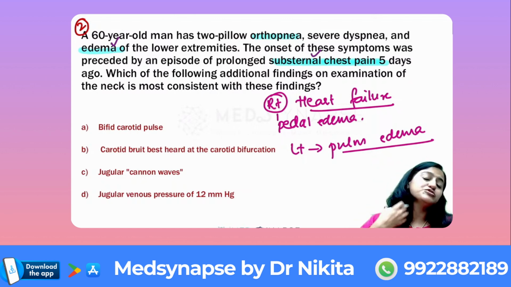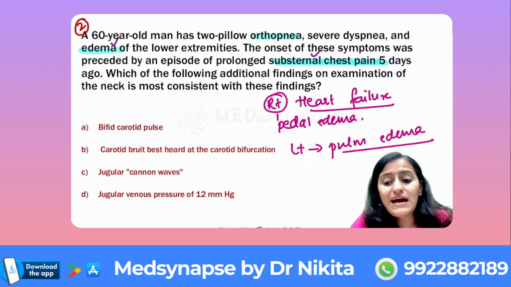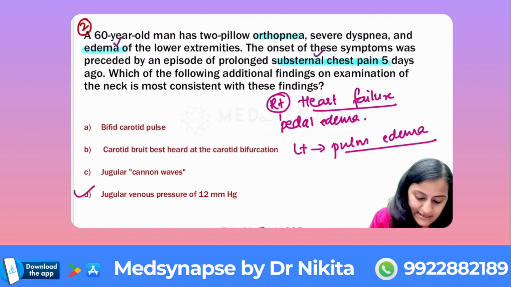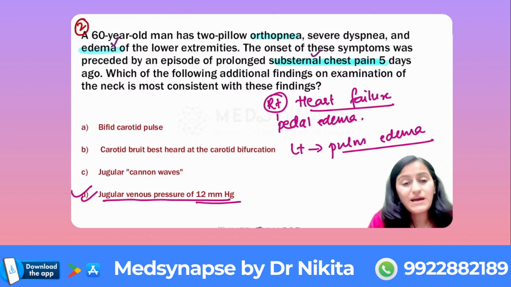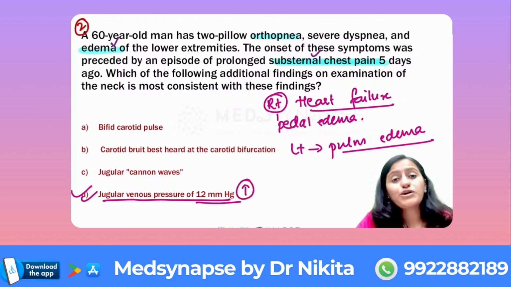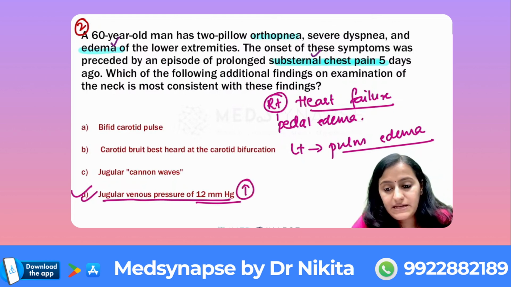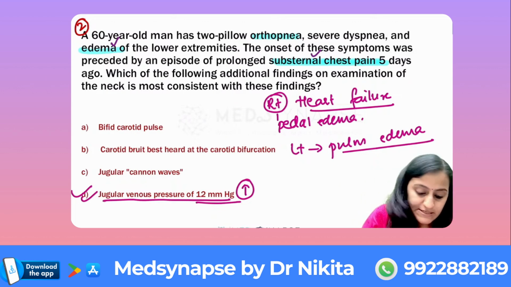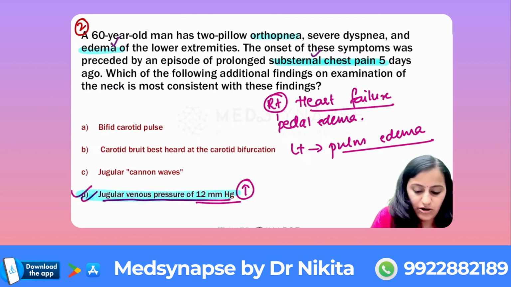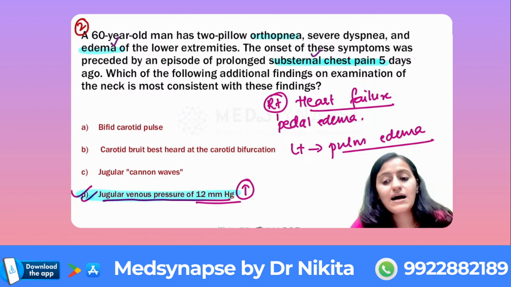And so basically from the right side, the right ventricle, right atrium, you have the SVC and IVC. So it's going into the jugular vein, and that is why you will have raised JVP, right? So the correct answer here is going to be JVP of 12 mm; 8 to 10 is normal. So this raised JVP is what you are going to see in right heart failure. Is this clear with everyone? So the answer here is going to be jugular venous pressure of 12 millimeters of mercury. Okay, this is going to be the answer here.